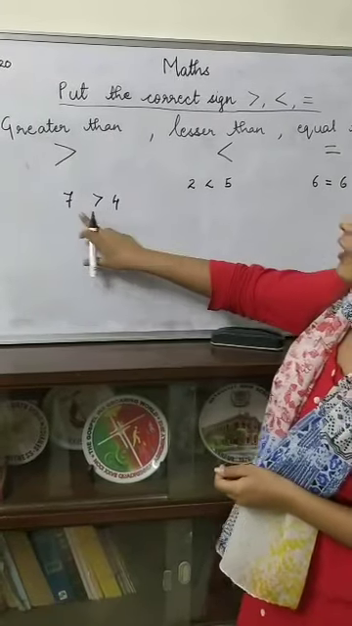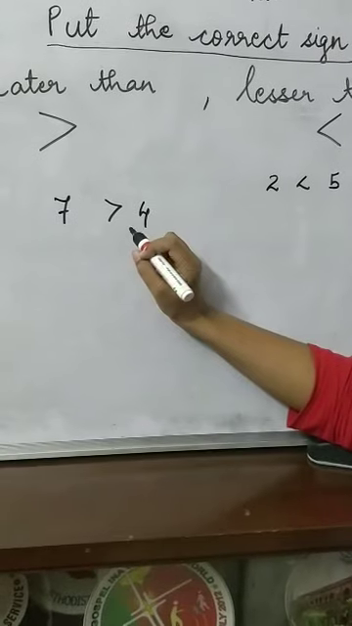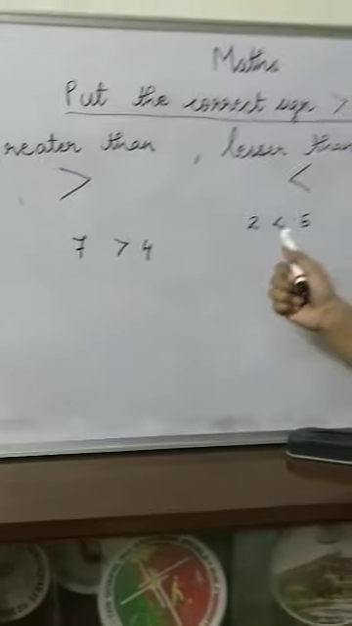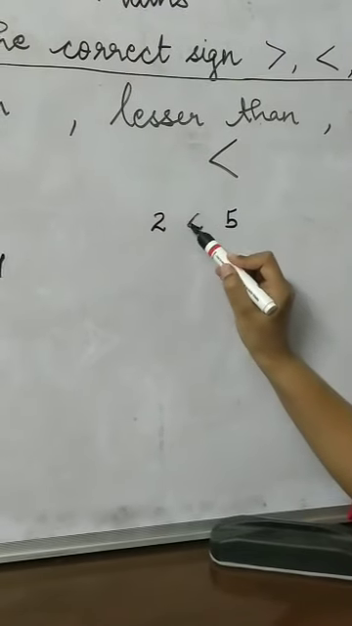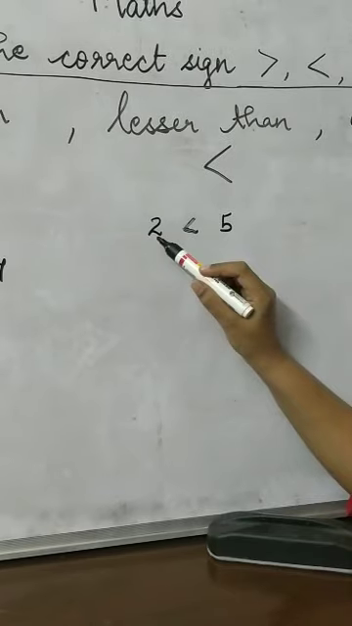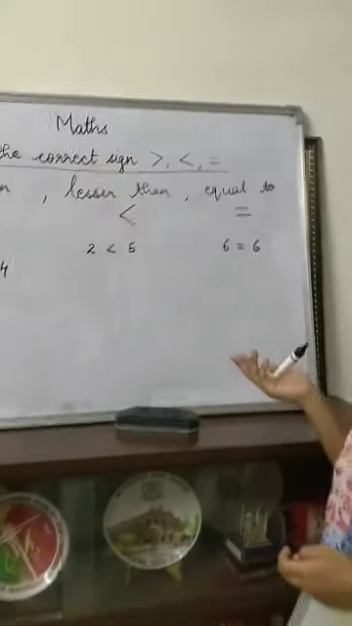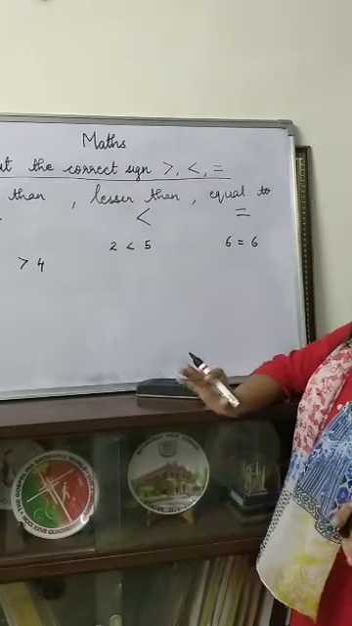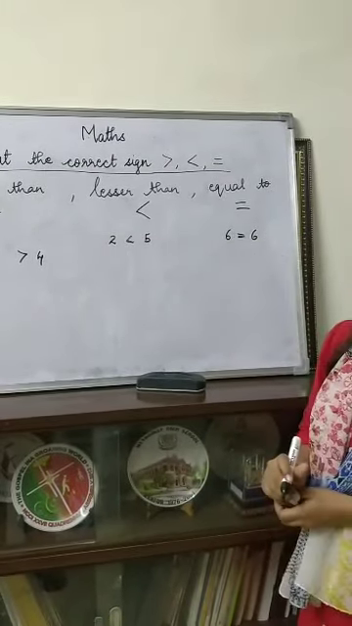For example, 7 is greater than 4. That is why this sign is put like this. Its mouth is open at the greater than side. Here 2 is lesser than 5. That means the narrow side is at 2 because it is smaller than or lesser than 5. And equal to is very simple: both sides the numbers are equal, that is same. Then we put this equal to sign.